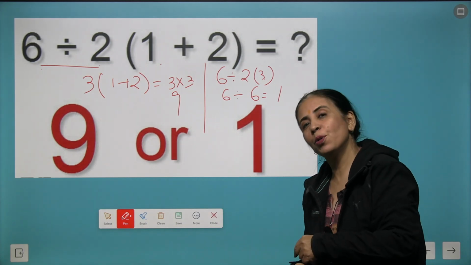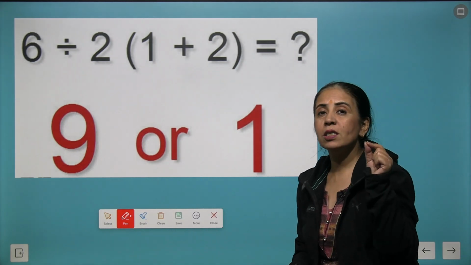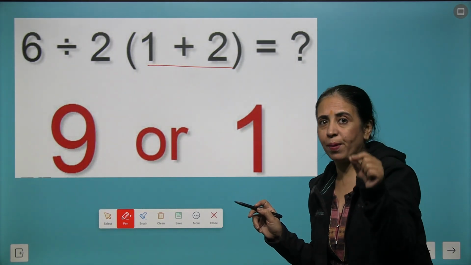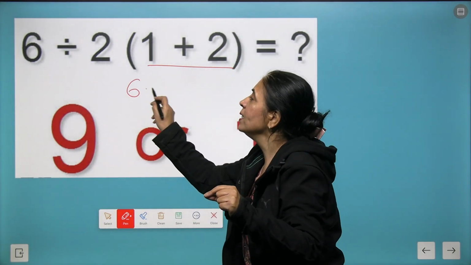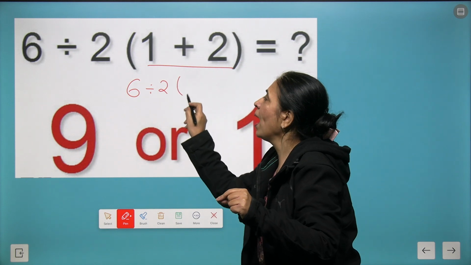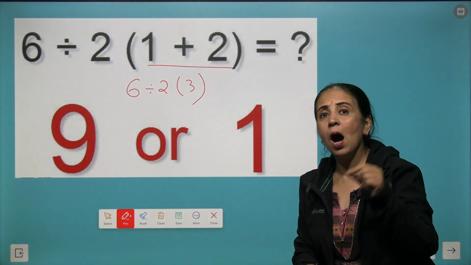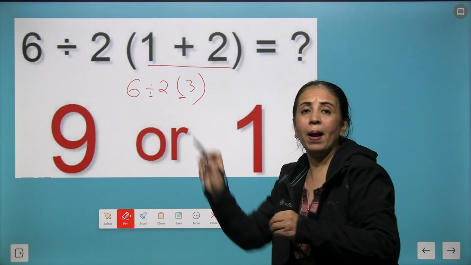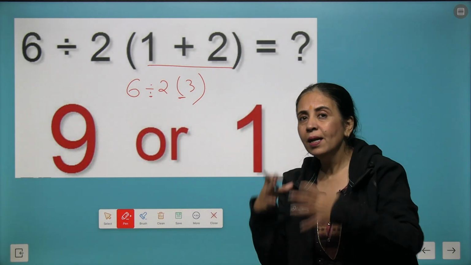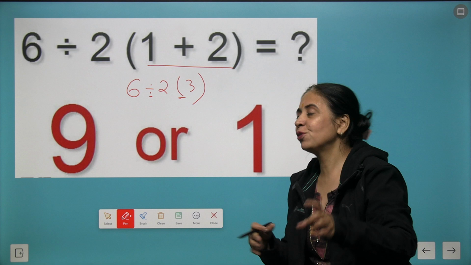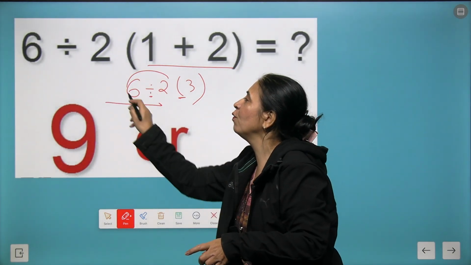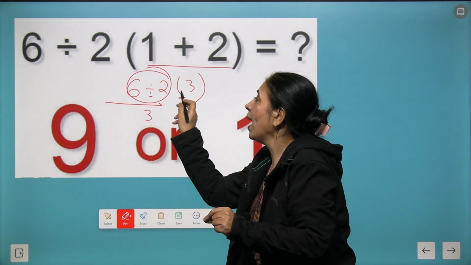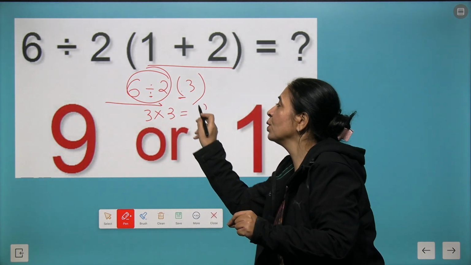Here we use the rule of BODMAS. So what does BODMAS say? BODMAS says that the first operation to be done is bracket. So we write down 6 divided by 2 and multiply by 3. Now the second rule says that if division and multiplication are coming together, then you have to move from left to right. So moving from here, the first operation will be division. 6 divided by 2 is 3 and then times 3 gives you 9.